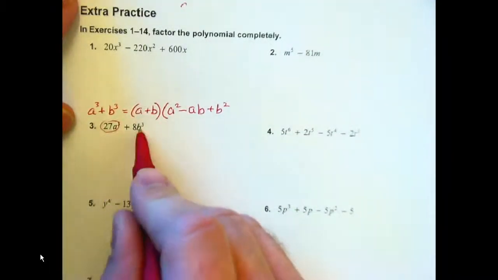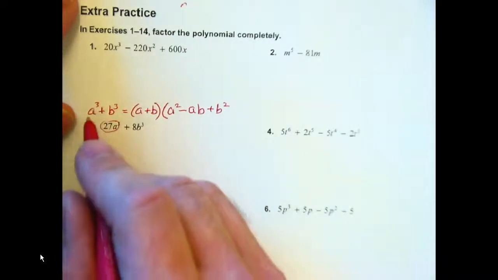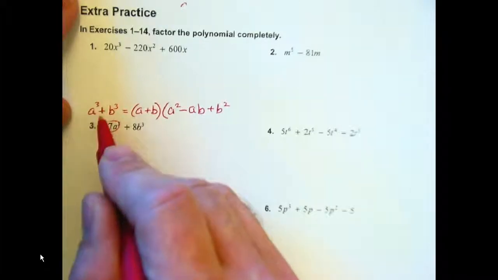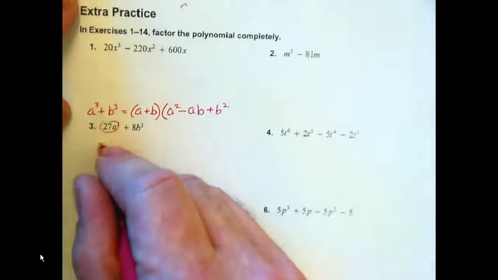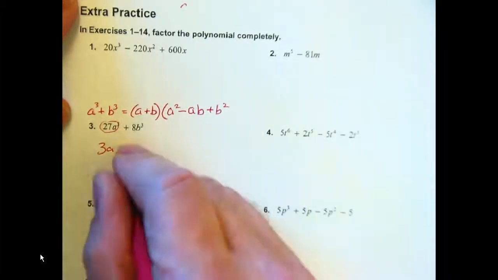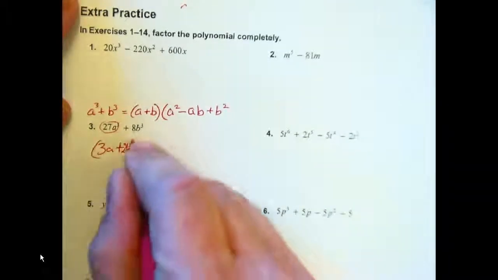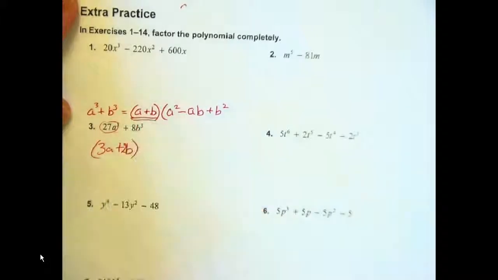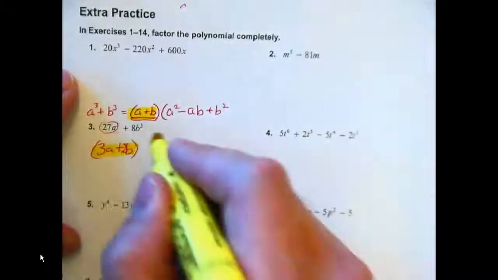Okay, now it's kind of confusing since they put an A and B there, but when we have A cubed, A is actually the cubed root of A cubed. So what's the cubed root of 27A cubed? 3A. What's the cubed root of this? 2B. Okay, that is this part. Okay, so this is this. You take the cubed root of each of those.